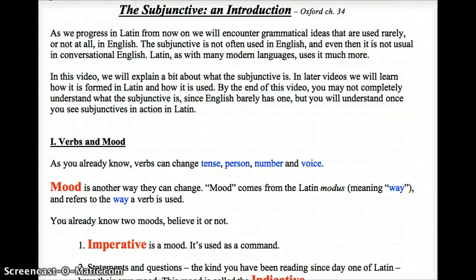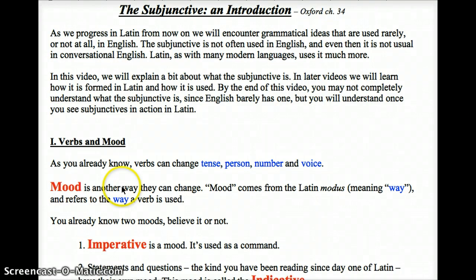In later videos, we'll talk about how it's formed and how it's used. By the end of this video, you may not completely understand what the subjunctive is, since English barely has one, but after we see it in action in Latin, you'll understand a lot more about it. So at this point, please be patient.